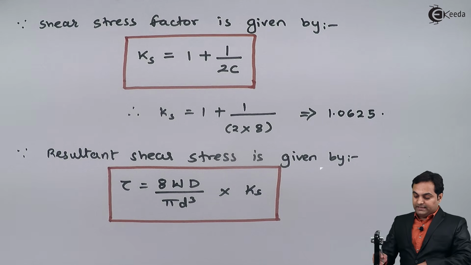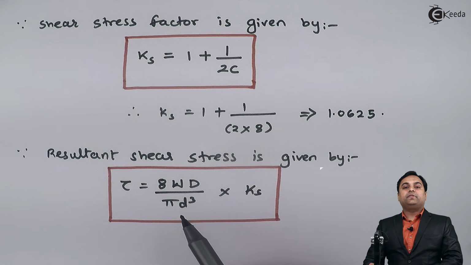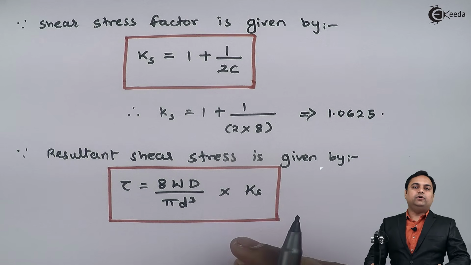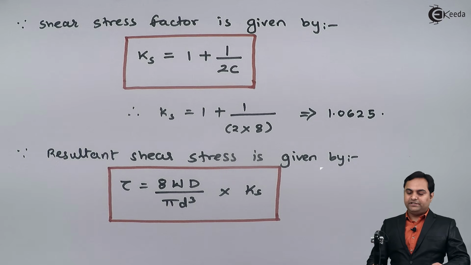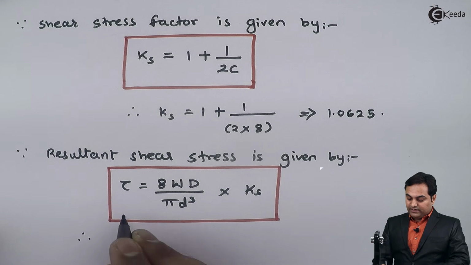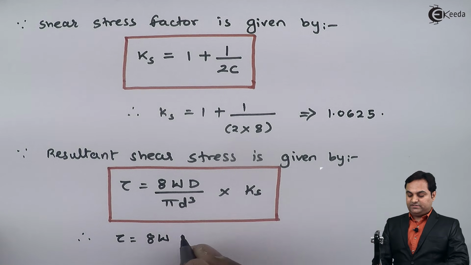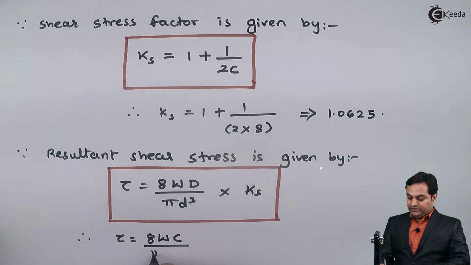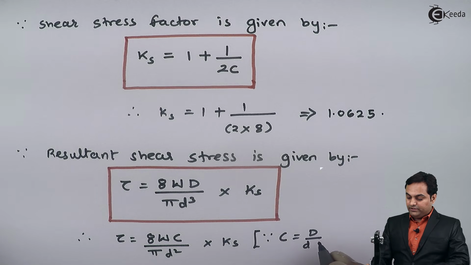Now here, as I can see in this formula, there is one relation of capital D upon small d. Means capital D upon small d, that is mean coil diameter upon the diameter of wire, that is equal to C, which is spring index. So here in this formula I can simplify it in one more way, that shear stress will be equal to 8W, capital D upon small d is C, so in the denominator there is pi and d square will be left into Ks. I'll write down into the bracket, since C is equal to capital D upon small d.